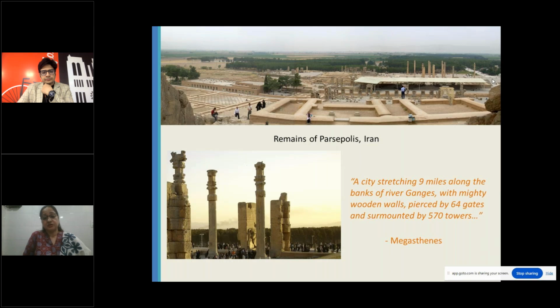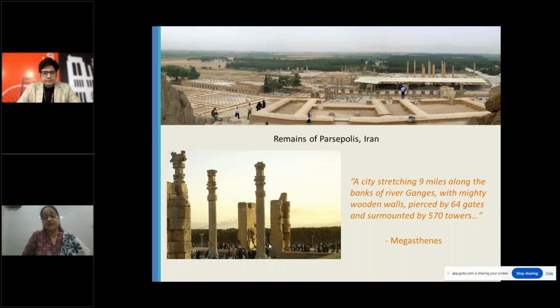He said that a city stretching 9 miles along the bank of river Ganges with mighty wooden walls, pierced by 64 gates and surmounted by 570 towers. With so much, nothing of it remains today in India. But yes, Megasthenes does write that it is very similar to the remains of the city of Persepolis. So when we look at the city of Persepolis, and especially when you look at the second image, the pillars and the pillar capitals, and if you've seen the national emblem, you will realize that the influence is actually coming from Iran into India during the Mauryan Empire.